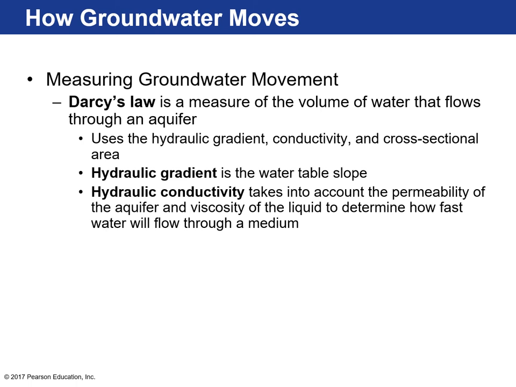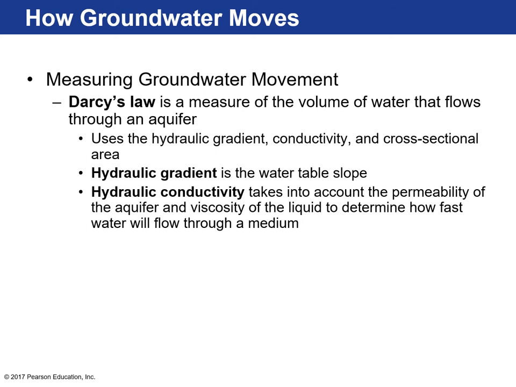The way we measure groundwater movement is through this mathematical equation that was created by Darcy. It's called Darcy's Law. And that measures the volume of water that flows through an aquifer. And it uses a number of variables. One is the hydraulic gradient. Okay, so that is kind of like how steep the ground or the water table is. The conductivity, that is a measure of how freely the water can move through rock.